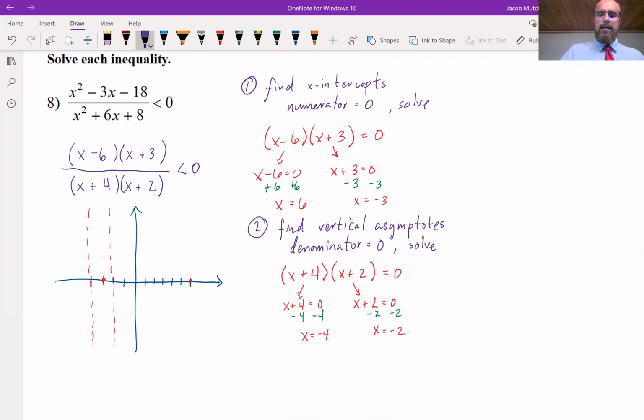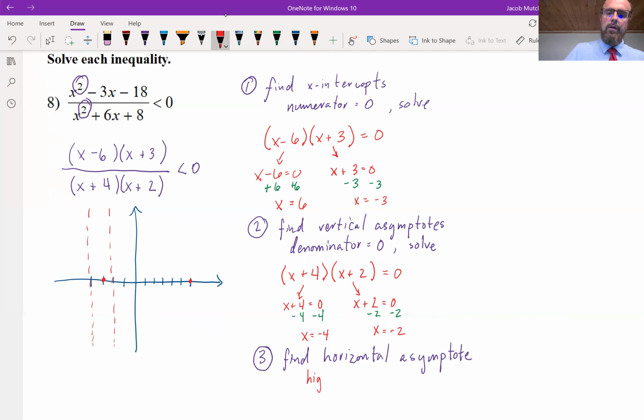The only thing I need to find now is the horizontal asymptote. So remember, the horizontal asymptote is a comparison between the high powers in the numerator and the denominator. So I'm going to go back to the original for this. My high power in the numerator is 2. High power in the denominator is 2. So what I see is that my high powers are equal above and below.